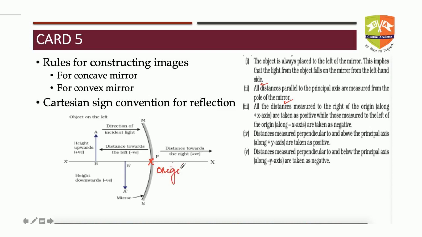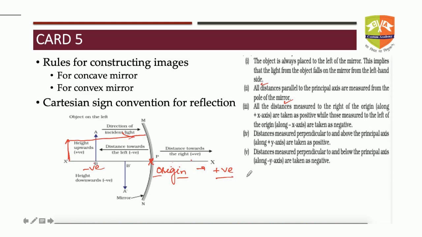So could you define aperture properly? Aperture is the portion available for reflection. If this is the mirror, what portion is available from this point to this point? This is the complete portion available for reflection, so this particular portion is known as aperture. Suppose this point is M and this point is N. So this complete peripheral MN is known as aperture. Is it fine? Did you understand?